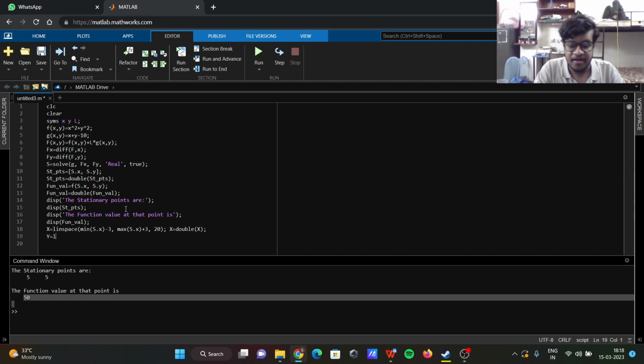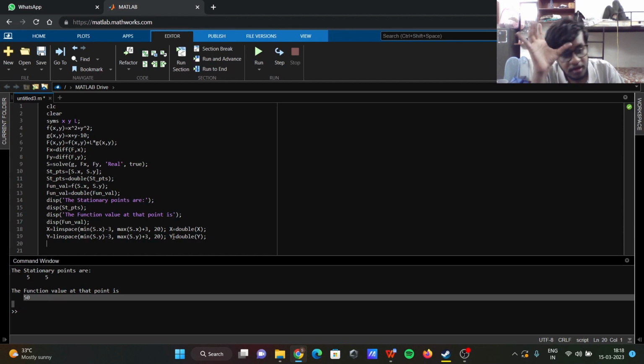Now y, similarly: linspace of min of s.y minus 3, max of s.y plus 3, and 20. Same thing, we are taking 20 points, now on the y-axis instead of the x-axis, and y equals double y.